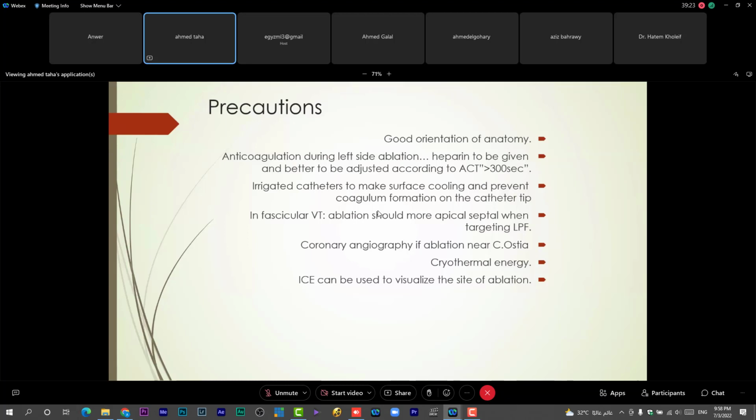But this should be according to the scar zone, especially if you are in the left ventricle, and how much fluid you will give to avoid hypervolemia for the patients. Identify whether it is apical or septal, or which points you are targeting to ablate. Coronary angiography if ablation is near the coronary artery ostia. And ICE can interestingly be used, especially if you are ablating near, for example, the base of the papillary muscle, the tips of the papillary muscle.